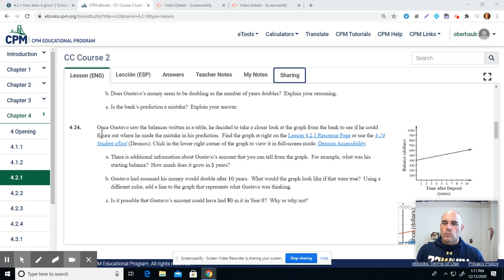Question 24. Once Gustavo saw the balance written in a table, he decided to take a closer look at the graph from the bank to see if he could figure out where he made the mistake in his predictions. Find the graph at the right on this lesson.